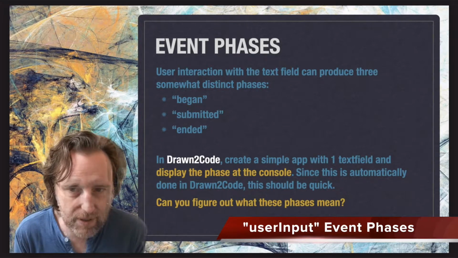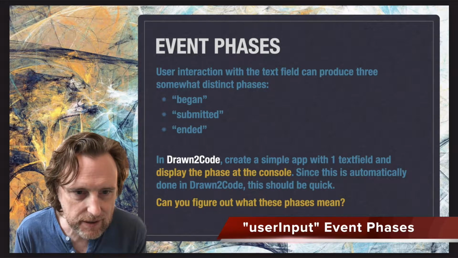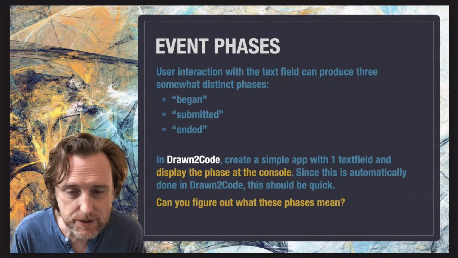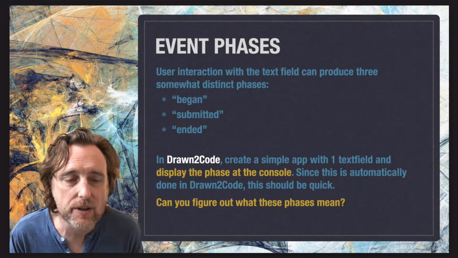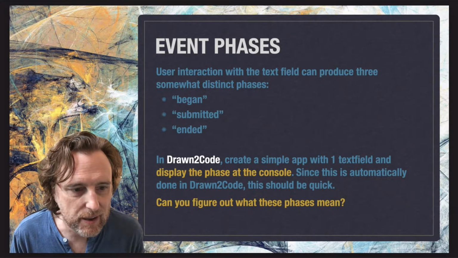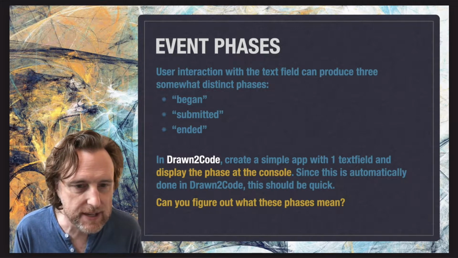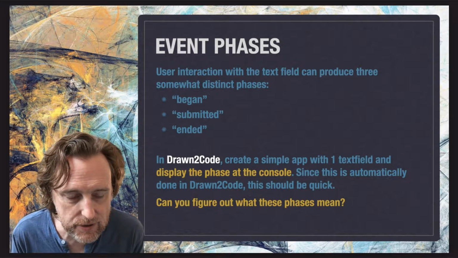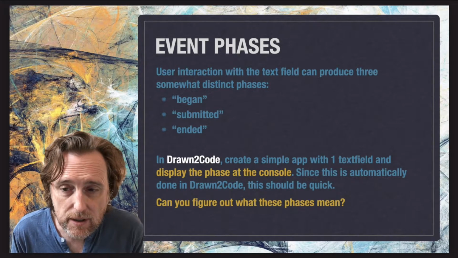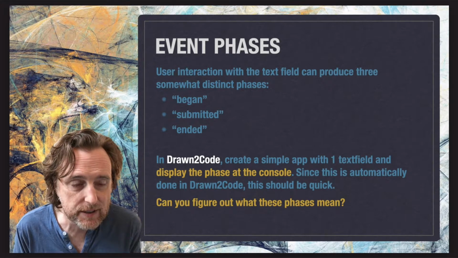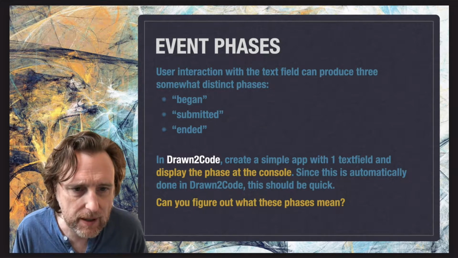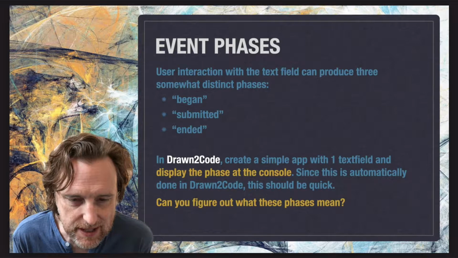All right, the text field actually has 3 phases. So this is a lot like, for instance, buttons or touch, which have 3 phases. The 3 phases are began, submitted, and ended. And obviously began is when the user taps into the text field. So the text field gets focus and a cursor. And on an actual device, the keyboard would slide up from the bottom at that point.